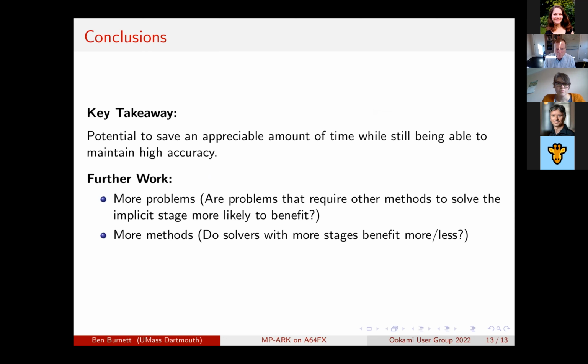We also have more methods. I just showed the implicit midpoint rule. We have more methods that we're looking at that are able to achieve higher accuracy, and so we're looking at implementing those as well. So thank you. Any questions?